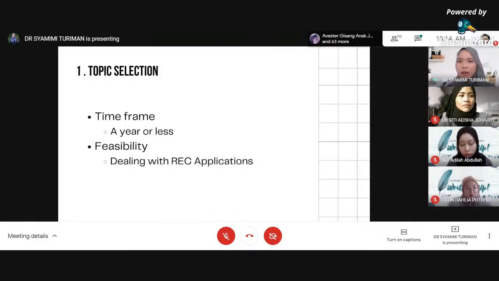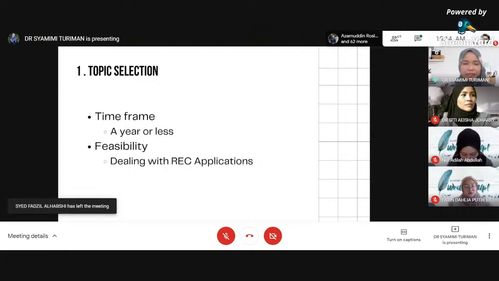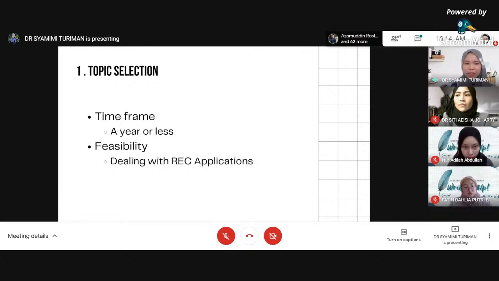Okay. So you need to remember, when we talk about applying for ethics clearance from the REC, what's going to happen is that you will have to wait for the ethics approval or ethics exemption before you can start collecting data. So if your application is going smoothly, then I guess you can proceed with data collection 2 months after applying for REC.